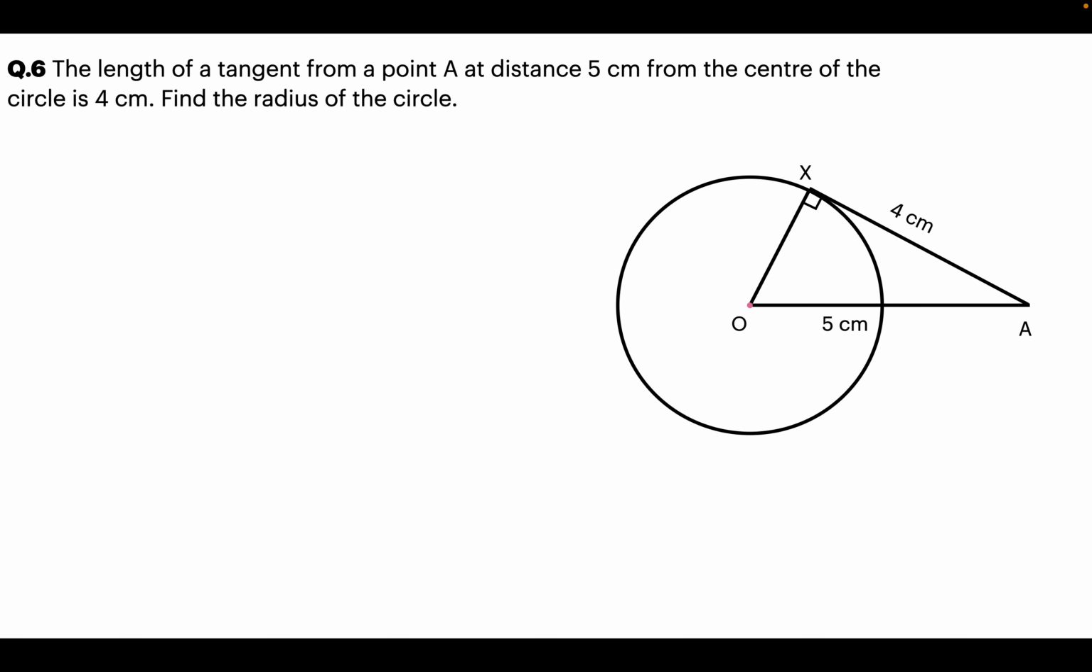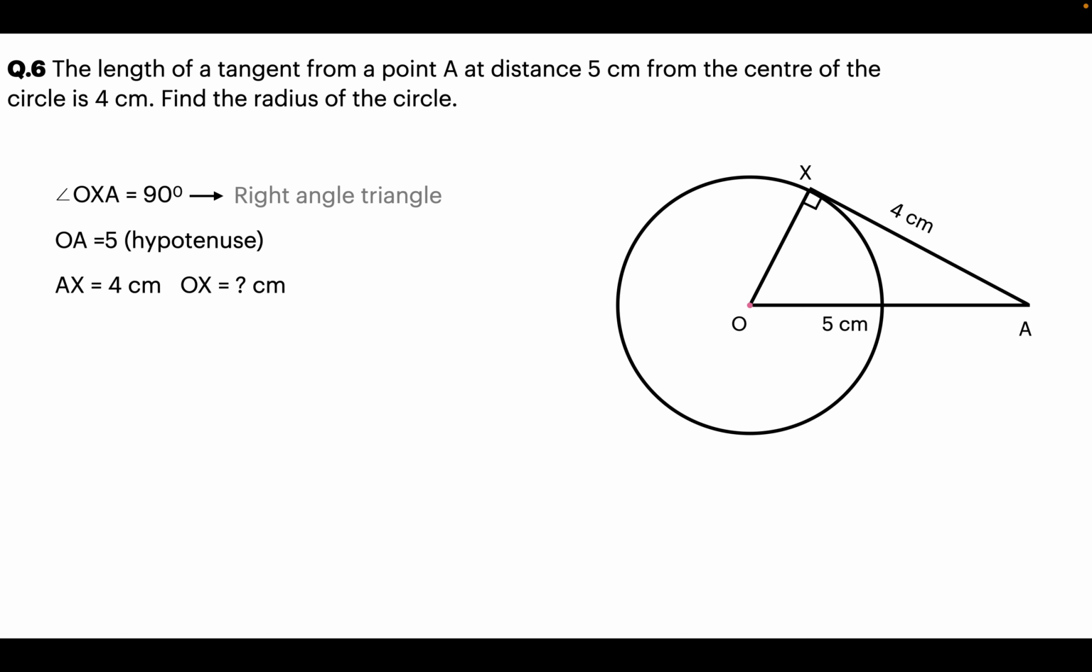And it is going to be perpendicular. That's what we know from theorem 10.1. So angle OXA is going to be 90, and if angle OXA is 90, then triangle OXA is a right angle triangle, so the side facing the right angle is the hypotenuse, which is the largest side of a right angle triangle. So OA, the hypotenuse, is 5 centimeters, that's given. AX is 4 centimeters, and OX we have to find out.